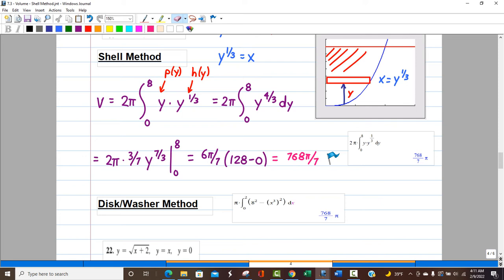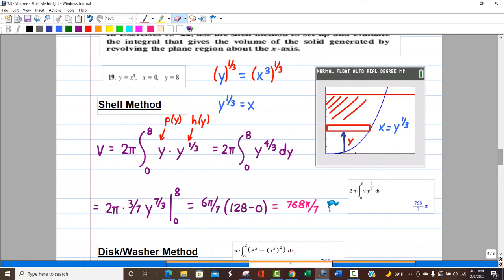And let's look at this one from a disc washer method. This could be doable, the disc washer method. You have going around the x-axis, it would be outer minus inner, but we're doing this time as a function of x. So you want that to be y cubed, obviously. So you got y equals 8 on the outer, y equals x cubed on the inner. So it'd be 8 minus x cubed, and it would go from 0 to 2 right here.